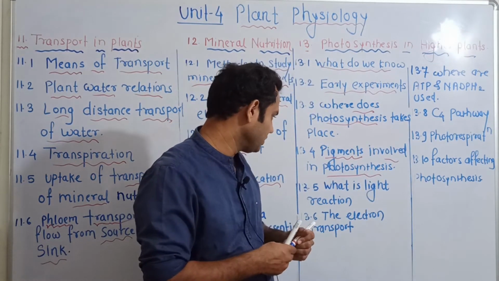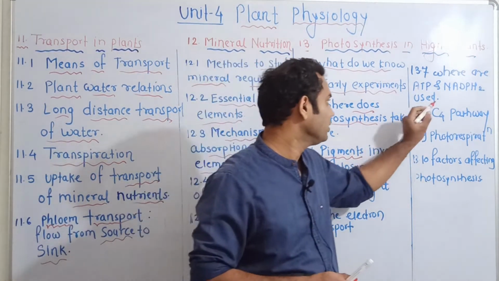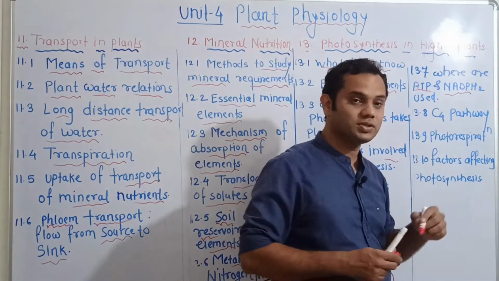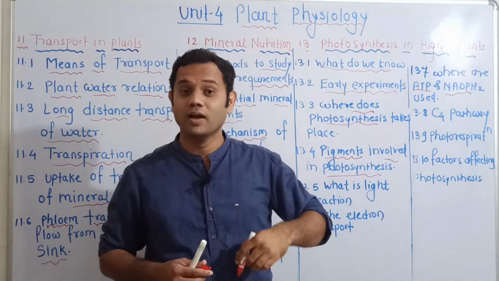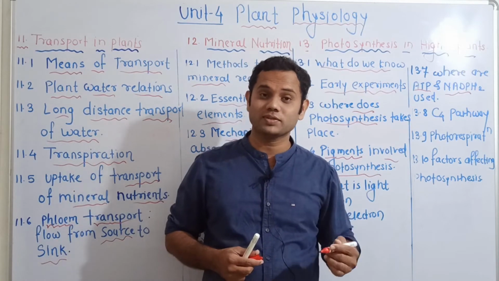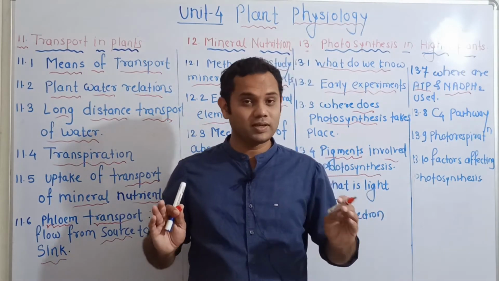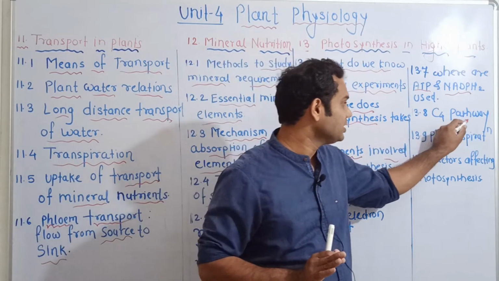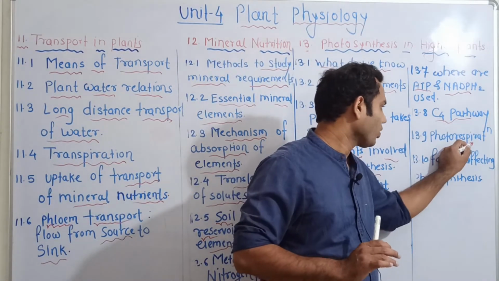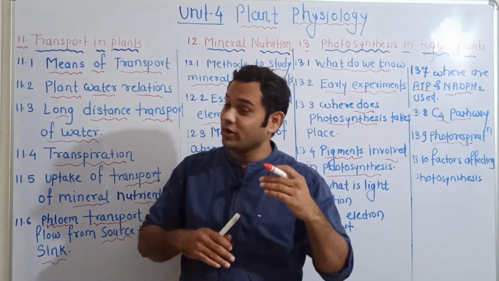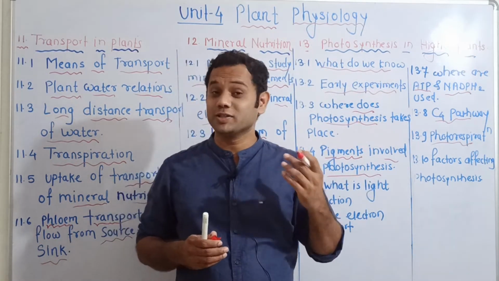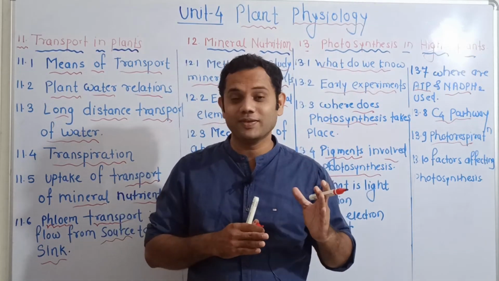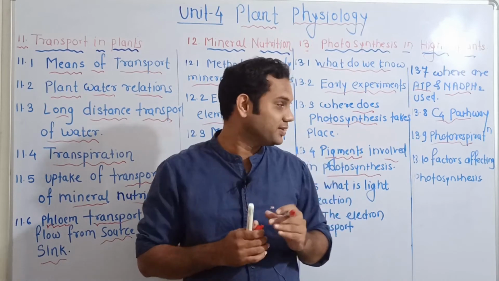This ATP and NADPH2 are used in the dark reaction. C3 cycle or Calvin cycle, C4 cycle. Don't bother about these cycles, every cycle will be discussed in detail. Then what is the C4 pathway? What is photorespiration? It is a quite interesting topic. It is slightly different, and that will be a very interesting part.